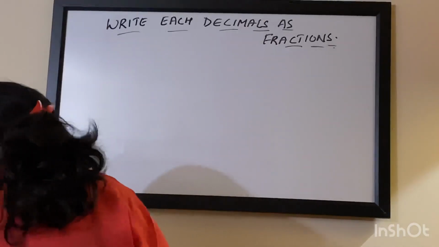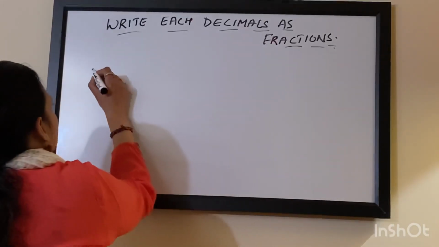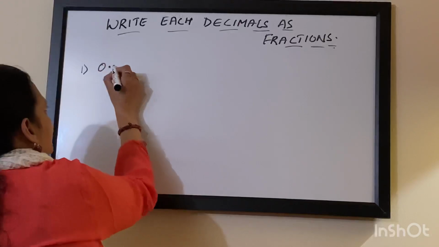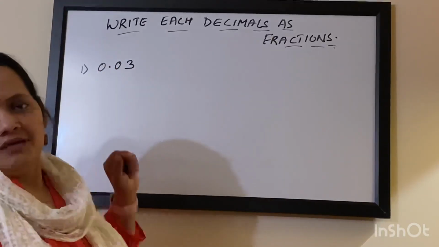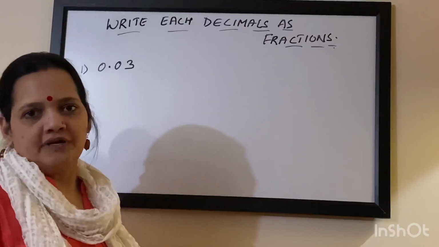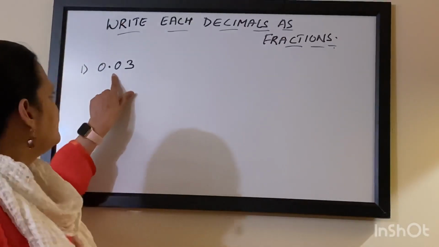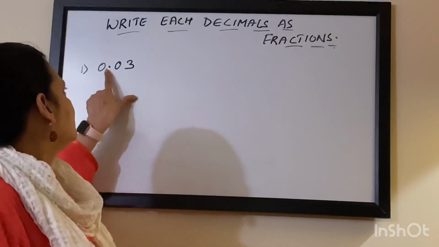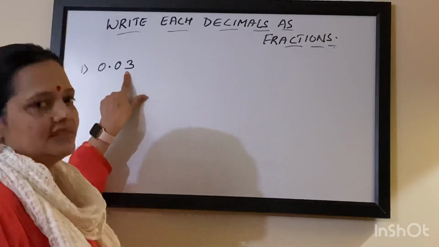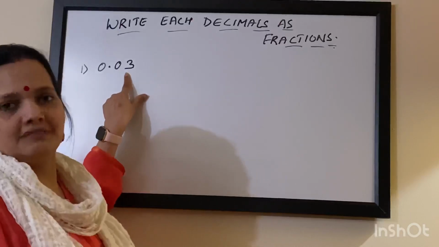For example, we will take the first question as 0.03. Okay, so this is the decimal number and we have to convert it into a fraction. Now first of all, we will see how many decimal places there are. There are two decimal places, that is, after the decimal there are two digits, right? So therefore it is called two decimal places.